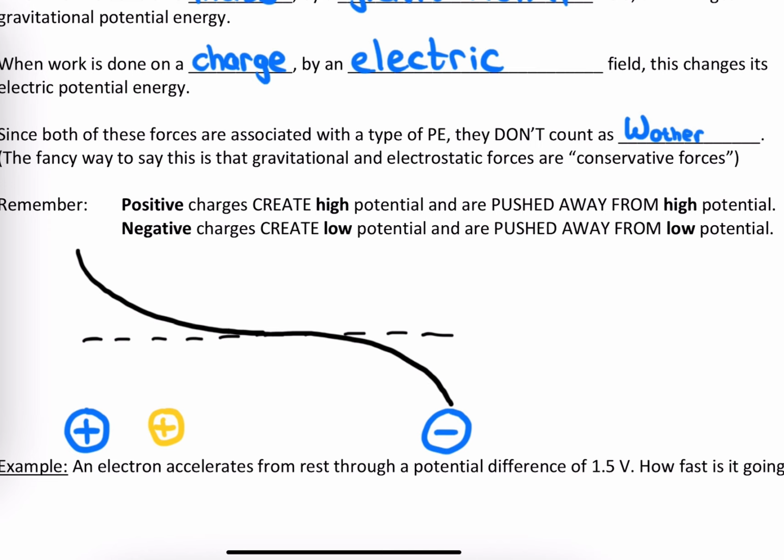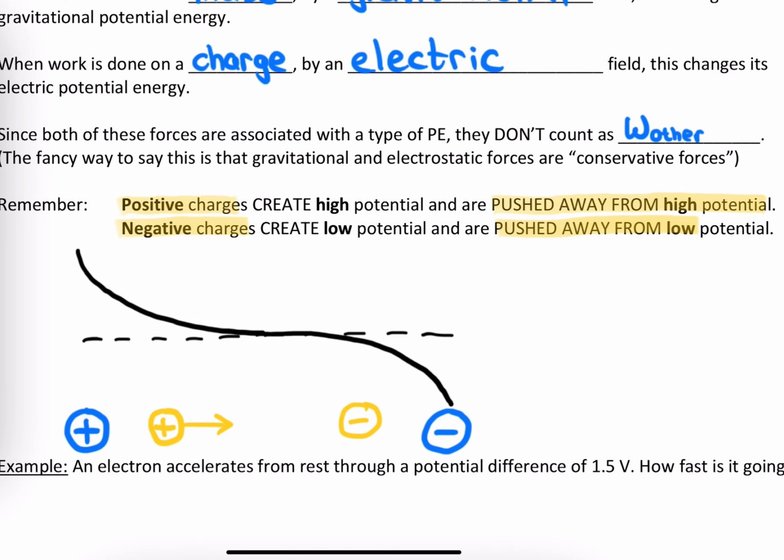Well, positive charges are pushed away from high potential. So over here where this yellow charge is, the potential is kind of high, and the yellow charge is going to be pushed away from that to an area where the potential is lower, like over here. So that charge is going to feel a bit of a push to the right. Similarly, if I had a negative charge somewhere, like over here, we know that negative charges are pushed away from low potential.